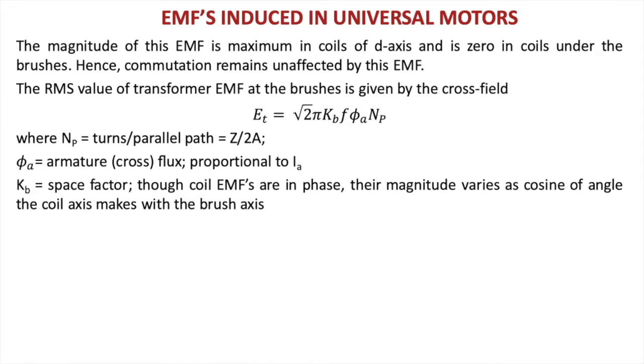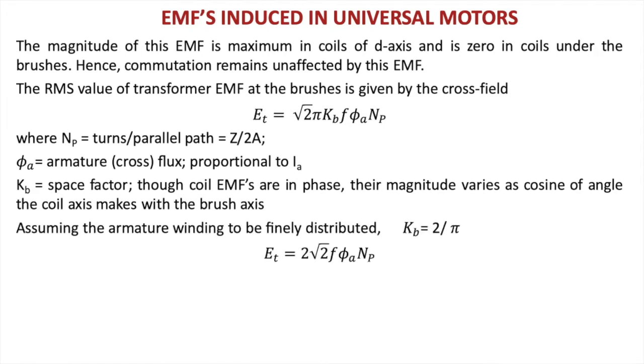NP is the total number of turns per parallel path, that is Z by 2A. Phi A is the armature cross flux proportional to the armature current. KB is the space factor. Though coil EMFs are in phase, their magnitude varies as the cosine of the angle the coil axis makes with the brush. Assuming the armature winding to be finely distributed, the space factor can be given as 2 by pi, and therefore the transformer EMF becomes 2 root 2 f phi and P.